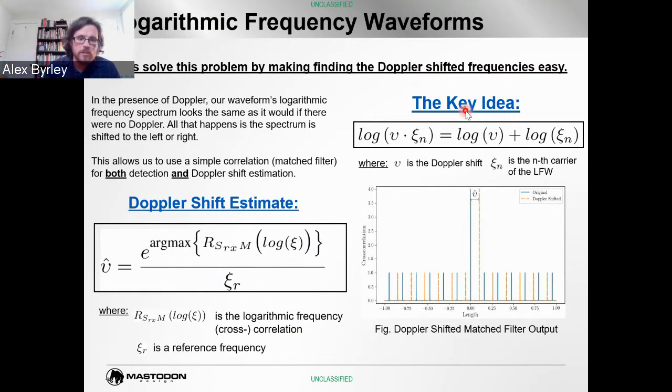So this allows us to do a simple correlation for both detection and Doppler shift estimation. Correlation, of course, is called employing a matched filter. Here we have our Doppler shift estimate equation, if anybody's interested. In this picture, you can imagine the spectrum that we expect is this blue one here, and what we receive is the orange one here. Of course, it looks exactly the same. All that happens is it gets moved to the left. So basically, it's not a problem of what we received, it's a problem of where we received it.